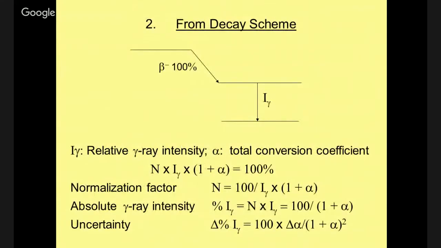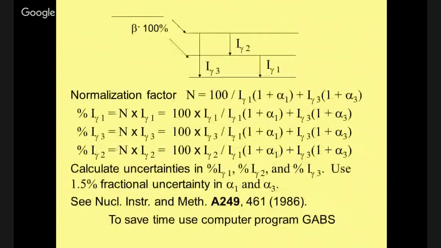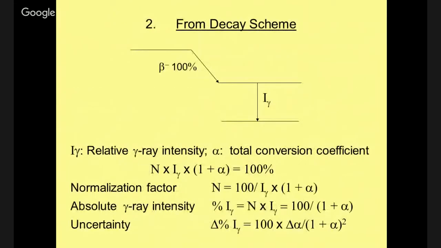From the decay scheme, let's suppose we have this case. We know that there's one beta that decays to that level. So the normalization factor times this intensity times 1 plus alpha should give you 100%. There's nothing else. We know that. So you can get the intensity of I gamma, it's just algebra, and you can propagate the uncertainty. Let me see if I'm right: all the uncertainty comes, yes, from the conversion electrons.